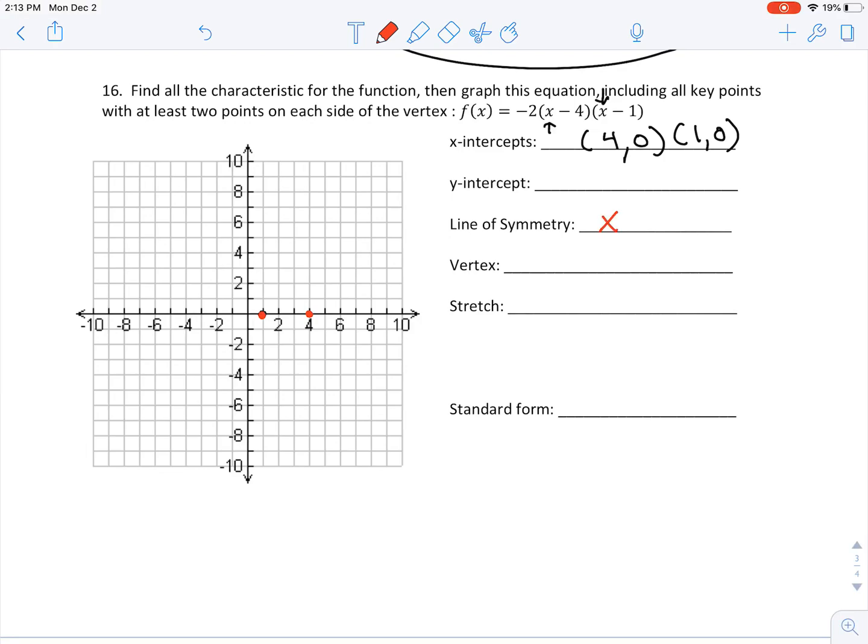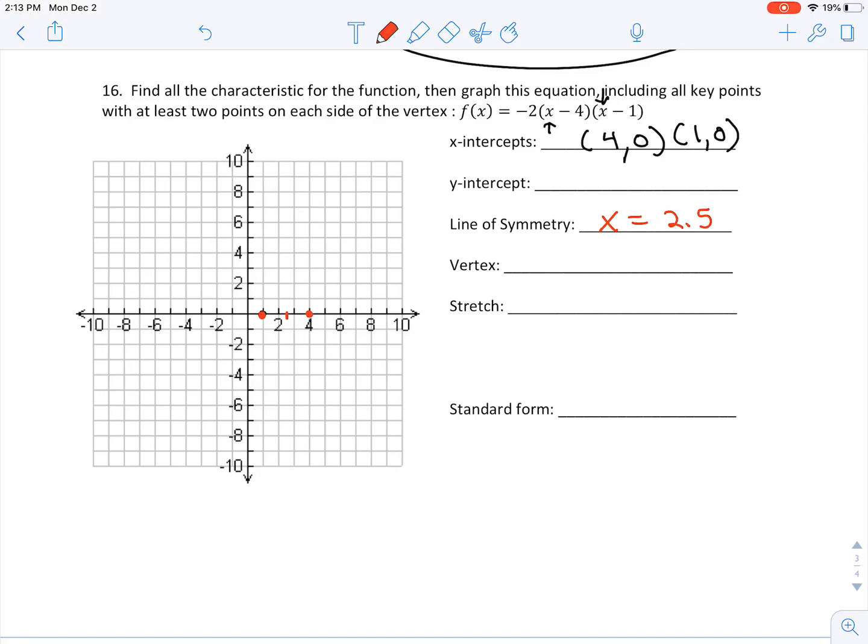Let's get the line of symmetry. What's in between those? What number is in between 1 and 4? Nothing nice, right? So that would be 2.5. So I'm going to make a little dot there at 2.5 because that's right in between. And if a is -2, that tells me that it's going to be opening down. Those should go through the red dots, just a bad drawing.